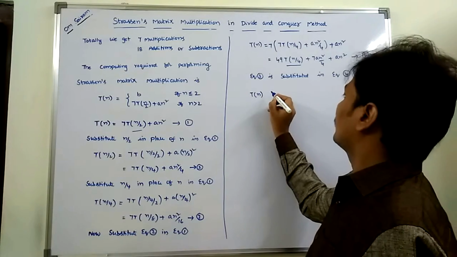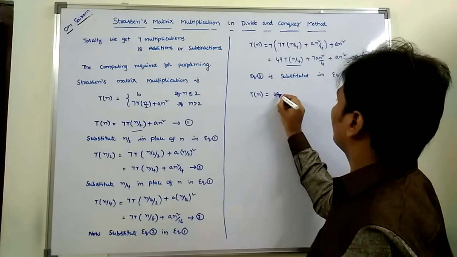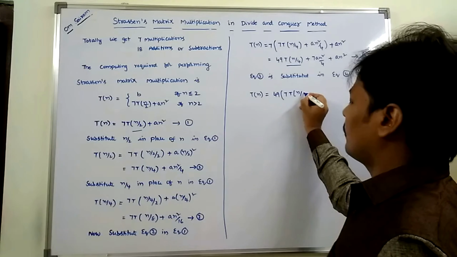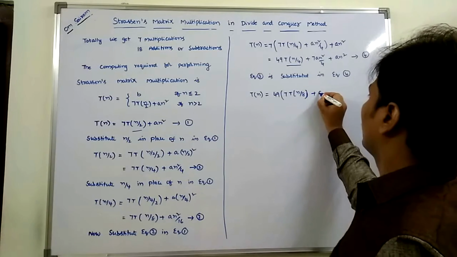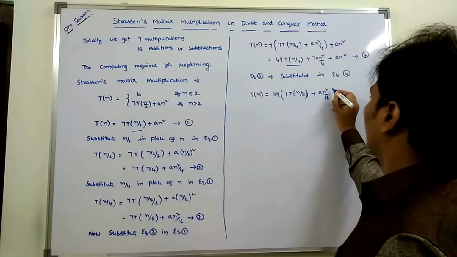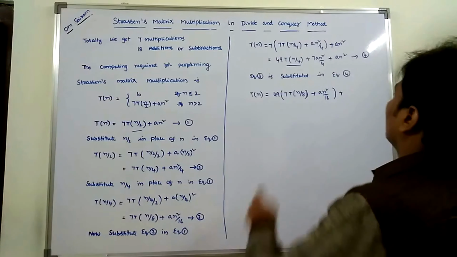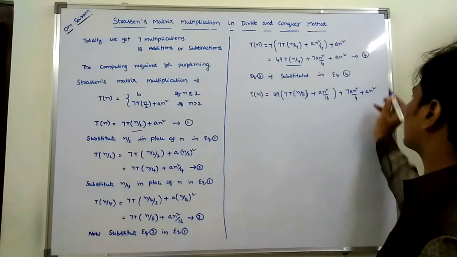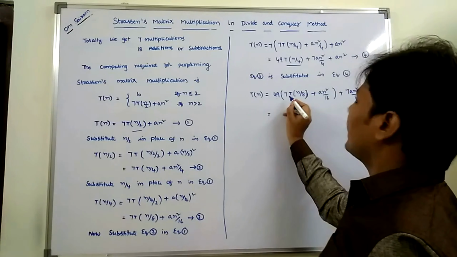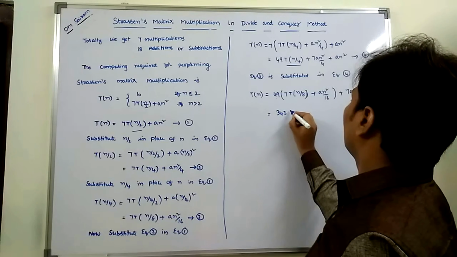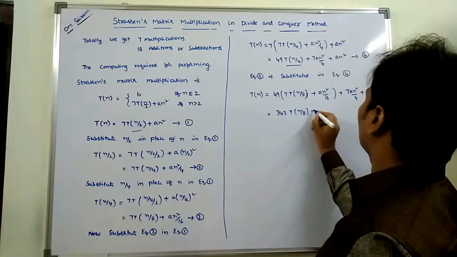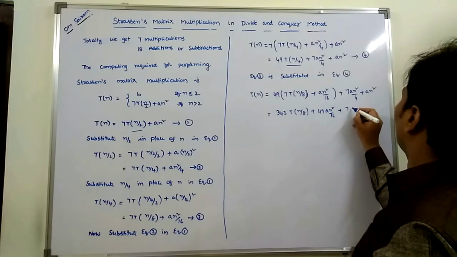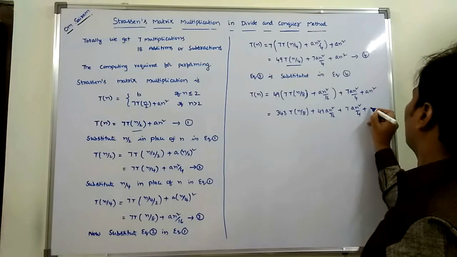So now t of n is equal to 49 into, what is the value of t of n by 4? This is the t of n by 4 value. So 7 t of n by 8 plus a n square by 16, plus this value, 7 a n square by 4 plus a n square. So now 49 into 7, that is 343 t of n by 8 plus 49 a n square by 16 plus 7 a n square by 4 plus a n square.